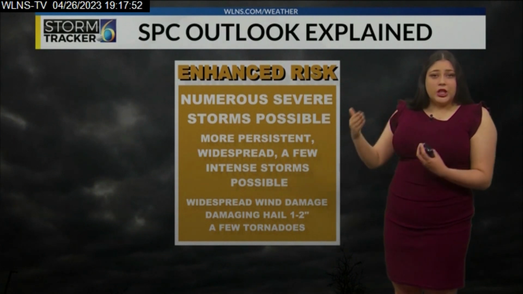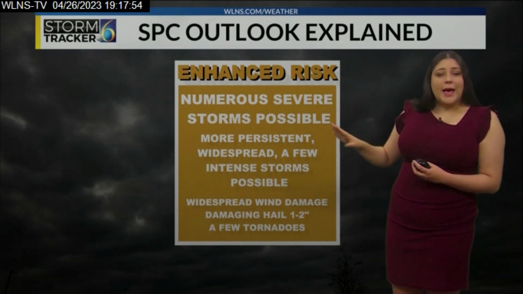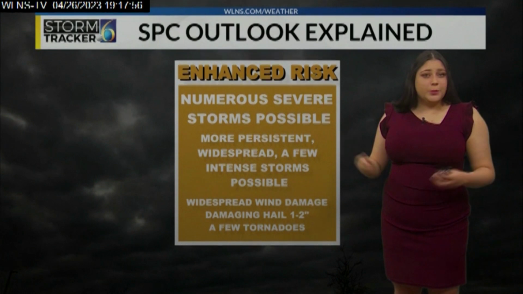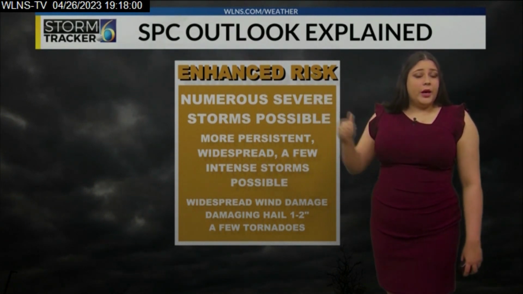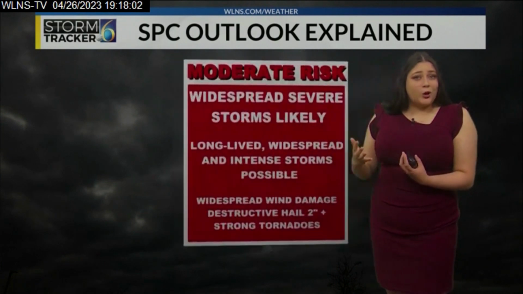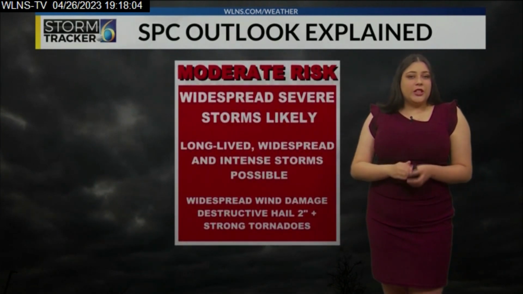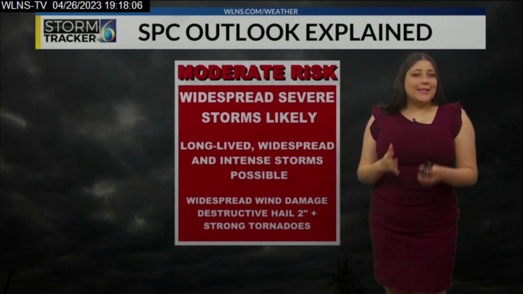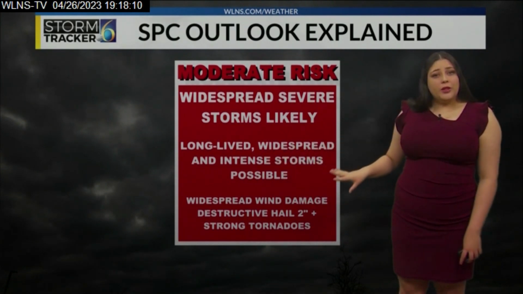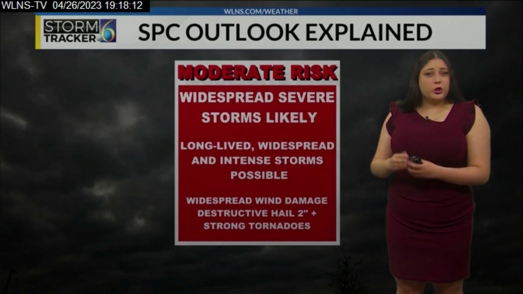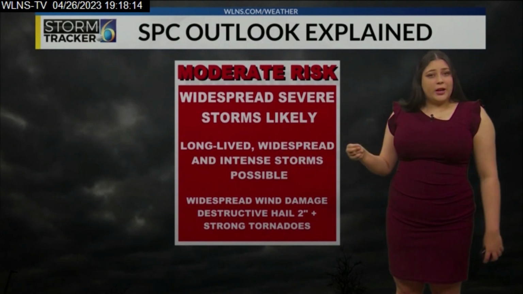So now we have the chance for those numerous severe storms that look to be more persistent, widespread, and or intense than what we saw in the previous 2 categories. Once we move into this moderate risk category, we are now looking at the chance for long-lived, widespread, and intense storms in the area. Areas in this category should not only be aware of the potential for severe thunderstorms, but also several tornadoes as well.